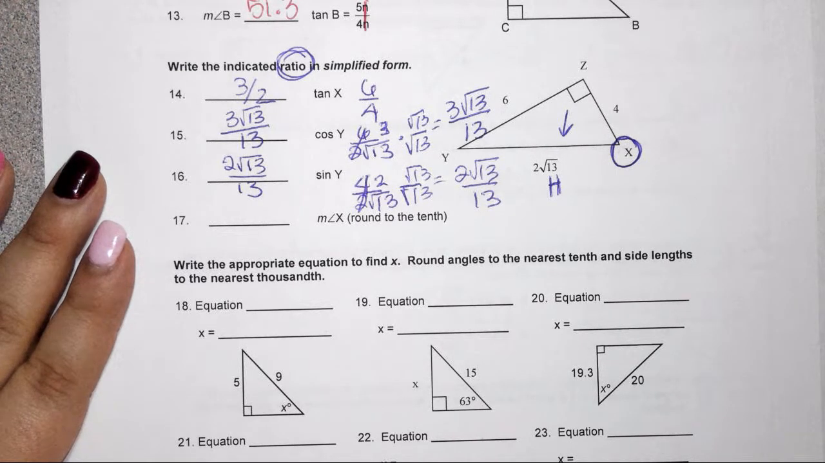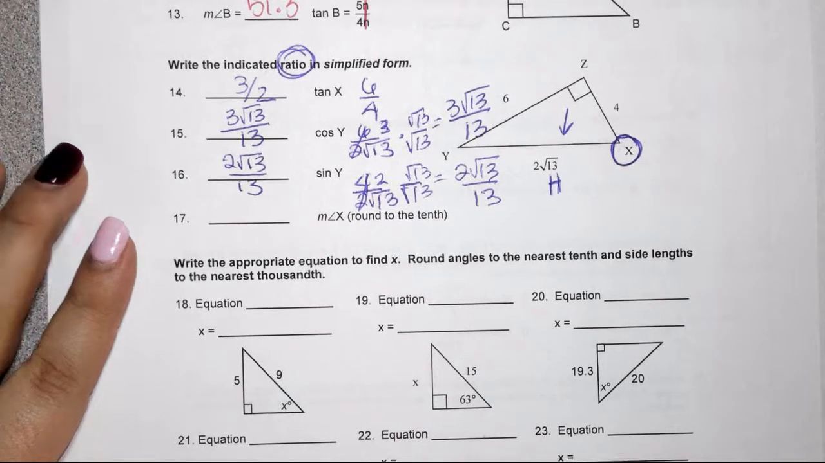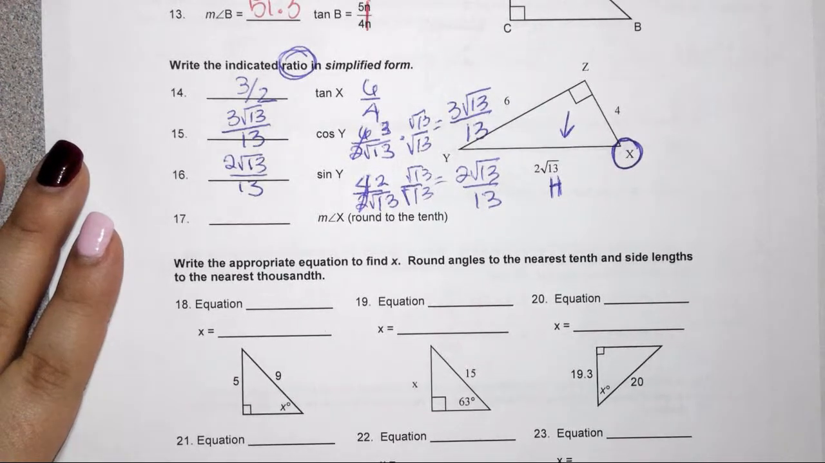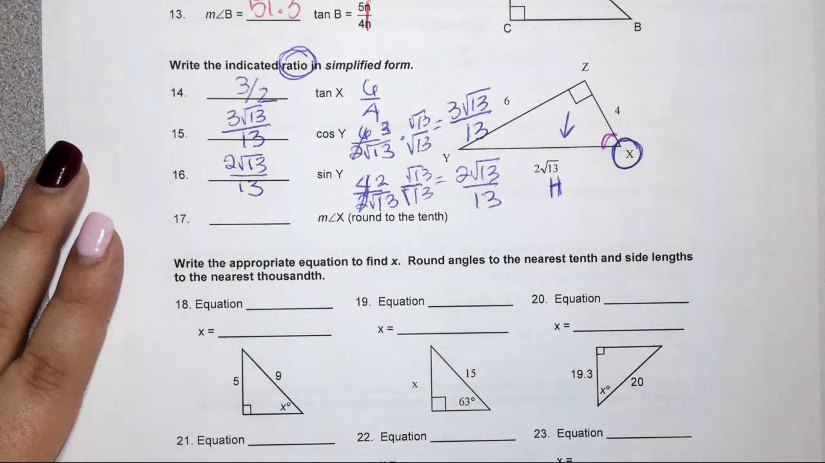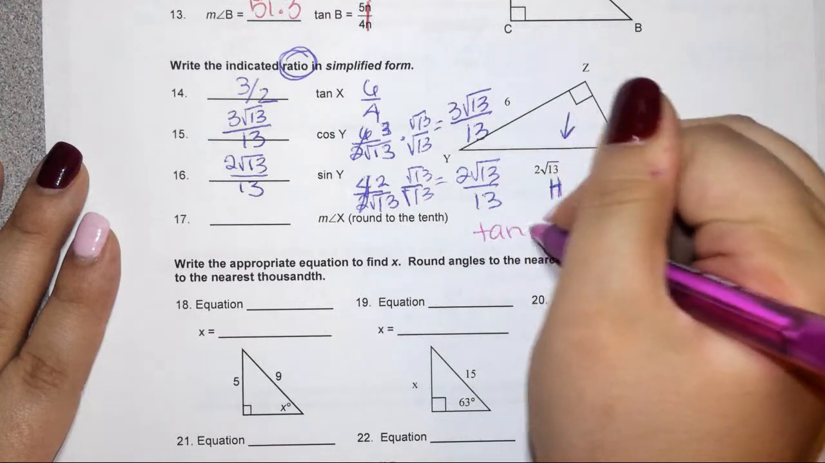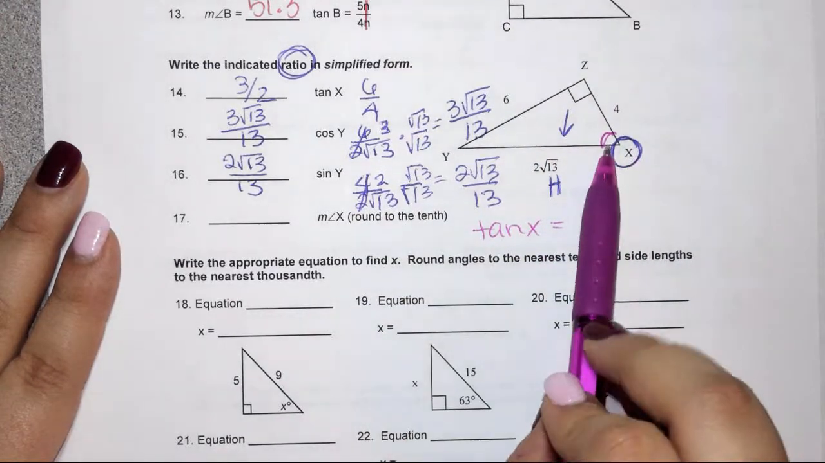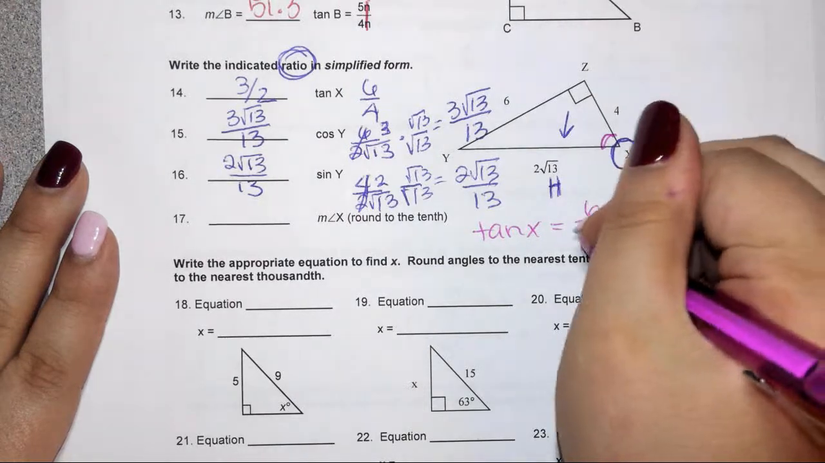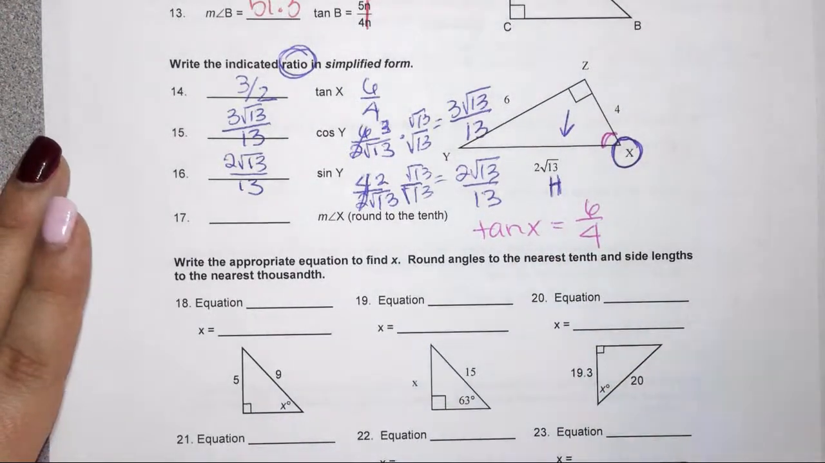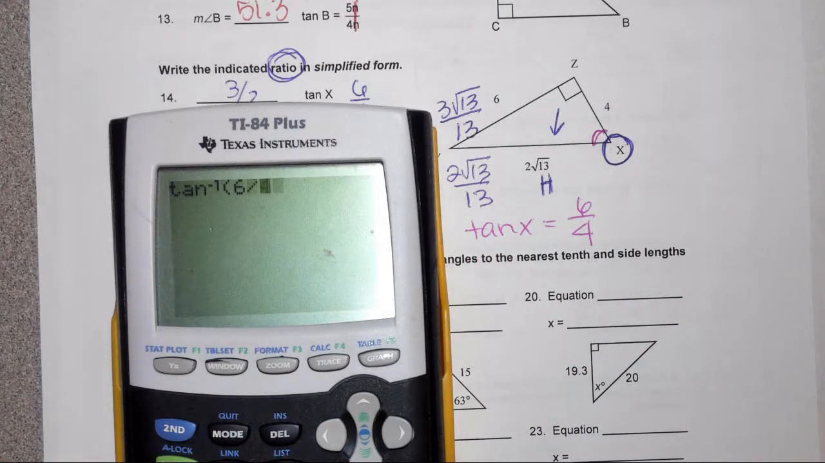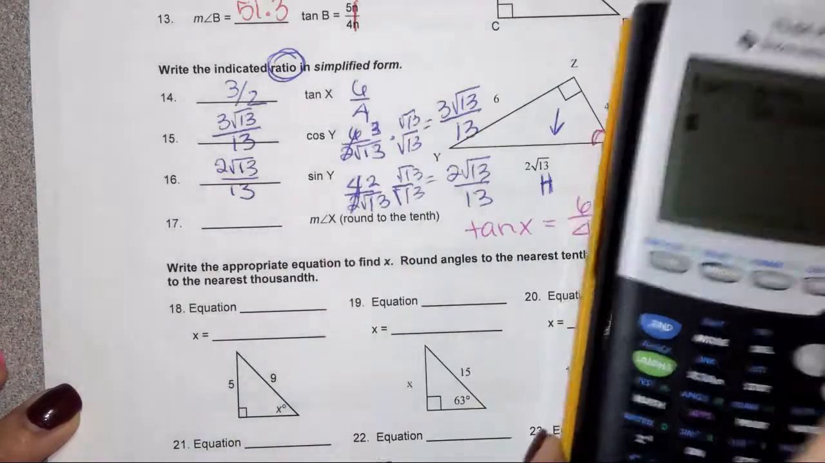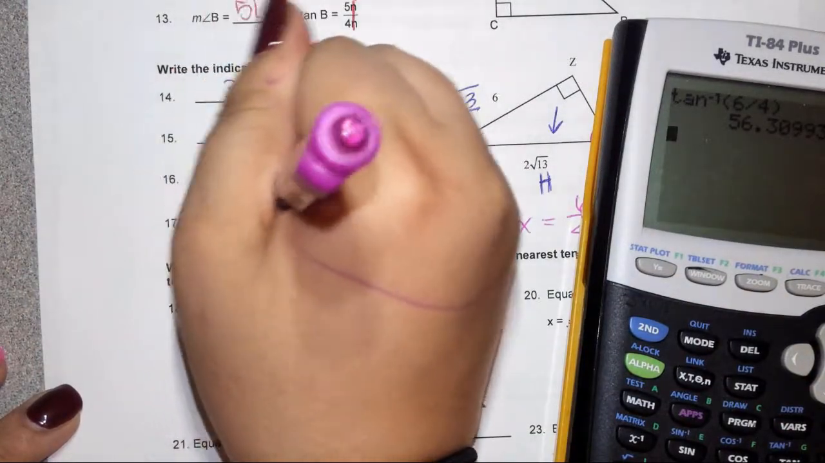Alright, how do I find angle X here? Which method do I use? I'm given everything, so does it matter which method I use? It's strictly up to you. Which one do y'all like using best? Tan. So the tan of X, that's my personal favorite too. Tan is opposite over adjacent, so that's 6 over 4. How do I solve for X? Inverse. So I'm going to go to second tan, 6 over 4, and that's going to give me 56.3 degrees.